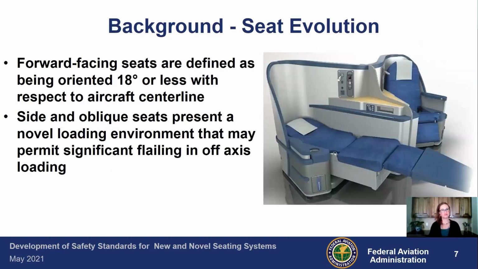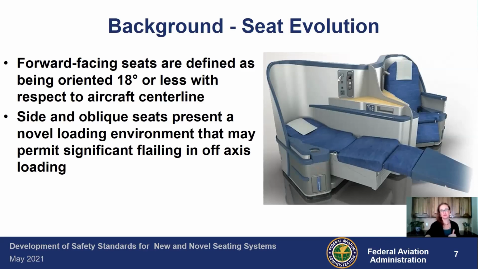So, like I said, forward-facing seats are defined as being oriented 18 degrees or less with respect to aircraft centerline. But all of these other seats that go from 19 degrees all the way to 90 are side and oblique seats. The way that people flail inside these seats or move with respect to the seat during the impact are presenting some different loading conditions than what we've seen previously.